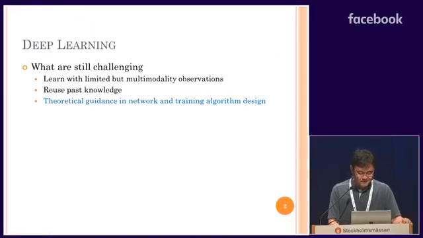So I don't think I need to convince you why deep learning works, and what the good applications of it are. I'll start with the challenges, and maybe the list should go even longer. You may know better than me, but the challenge that we as applied mathematicians are interested in is the theoretical guidance in network design and also algorithm design. So I'll mainly focus on that.